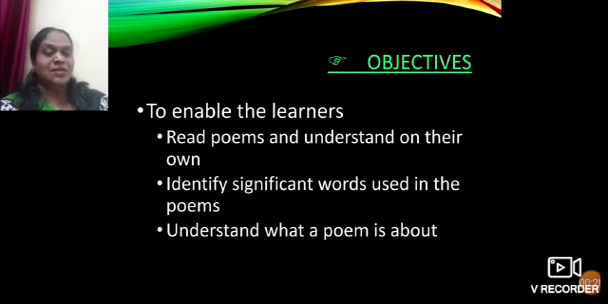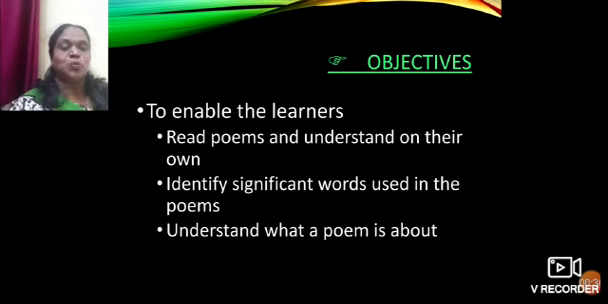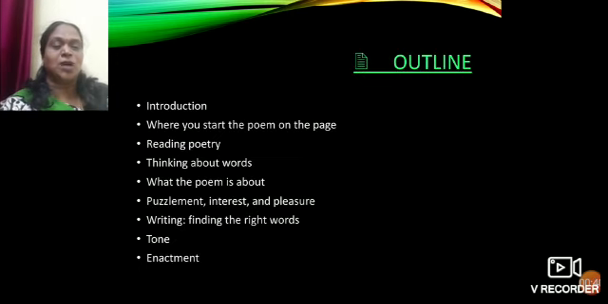The objective of this e-content is to enable the learners to read poems and understand on their own, identify significant words used in the poems, and understand what a poem is about. So here is the outline.